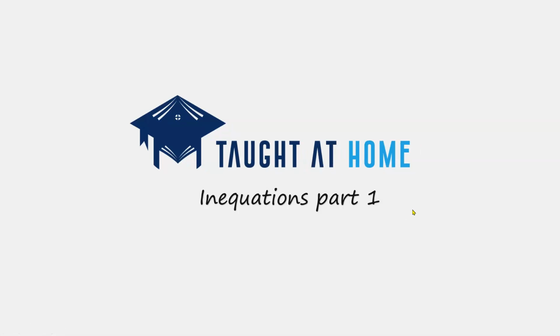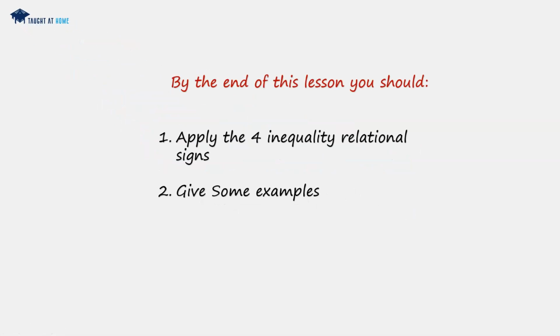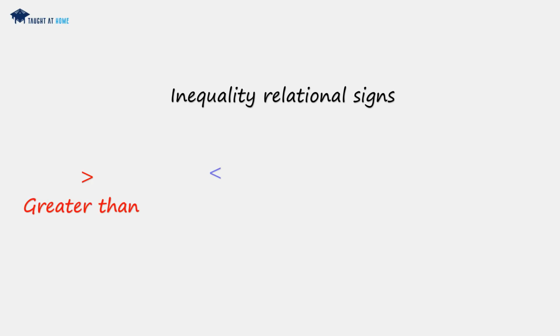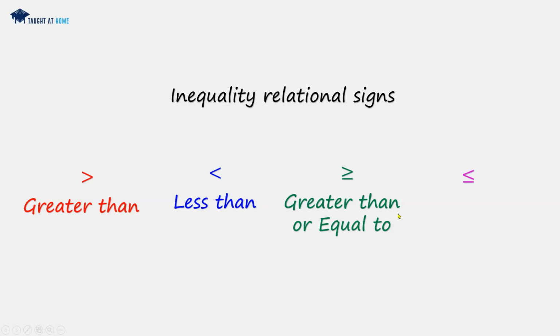Inequations Part 1. We're going to look at the 4 inequality relational signs and we're going to give some worked examples. So an inequality relational sign, there are 4. We have the greater than sign, the less than sign, the greater than or equal to sign, and the less than or equal to sign.